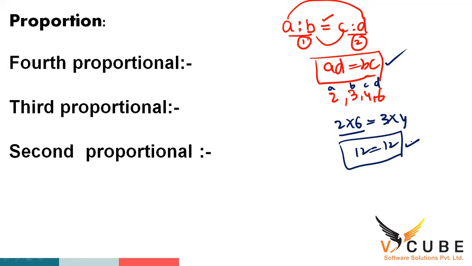Is it a proportion or not? Yes, it is a proportion. For example, 12 is equal to 10. Is it a proportion? No, sir, it is not a proportion. Proportion means two ratios are equal. The proportion formula is AD is equal to BC.